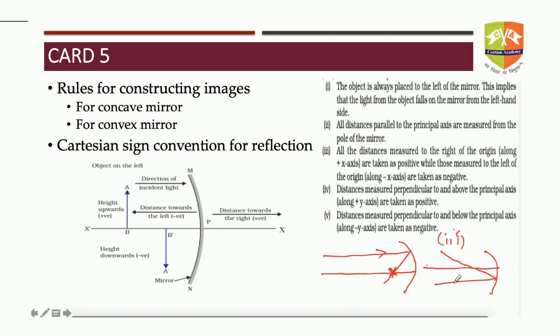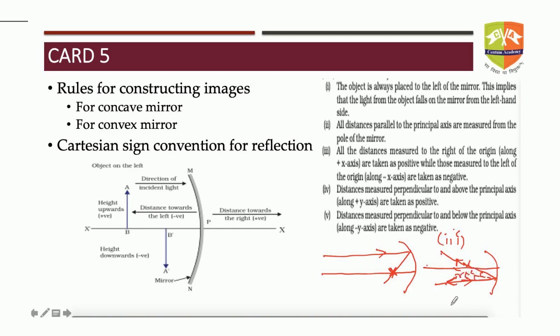So if you are going in this direction, it means that you are going in the opposite direction to the direction of incidence ray. Hence, in this direction, look at the arrow, the distances would be negative. If you are going in this direction, you are going in the direction of the incidence ray. Hence, the distances measured would be positive.